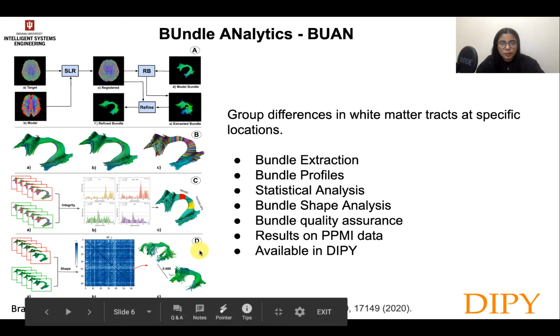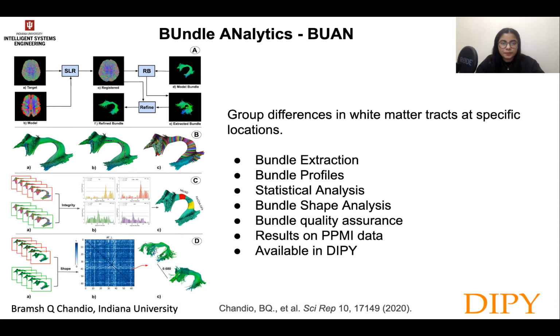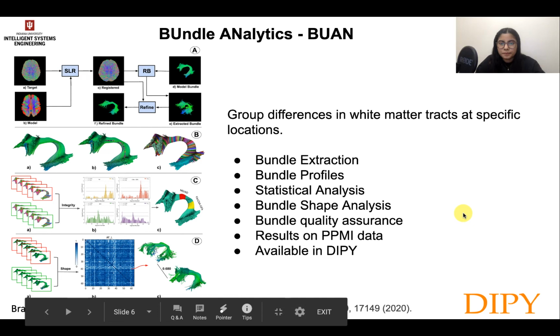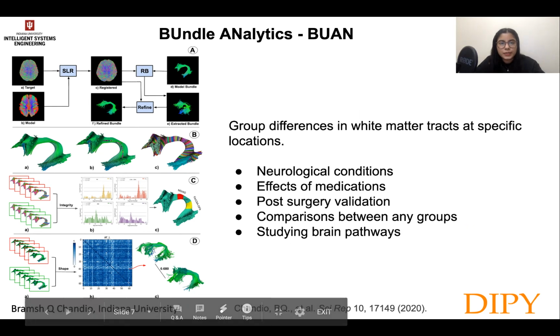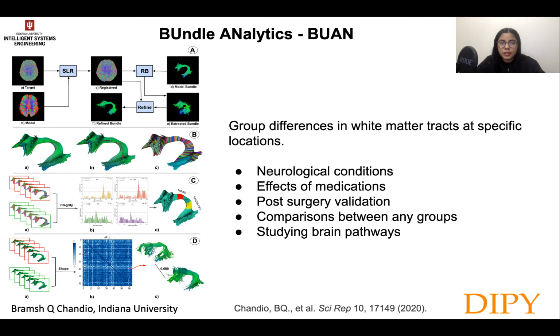The fourth one is bundle shape analysis, which could also be used as bundle quality assurance. The results are shown on Parkinson's data. BUAN is publicly available in DIPY. Some of the use cases of BUAN include finding group differences in white matter tracts at specific locations due to any neurological conditions, or studying any effects of medications, post-surgery validation, comparisons between any groups, or just studying brain pathways.